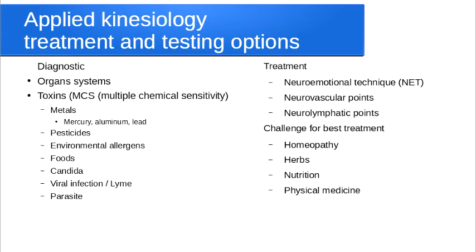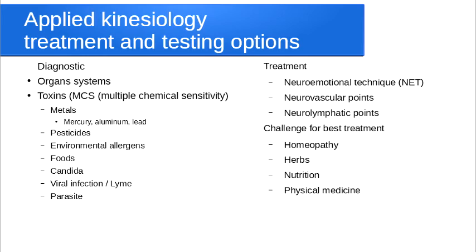There are some treatment uses for applied kinesiology. Neuroemotional technique is one system to help relieve different types of emotional stress. Neurovascular points, neurolymphatic points: there are different areas on the body that relate to these organ systems that we can find using muscle testing and stimulate to help organ system function.